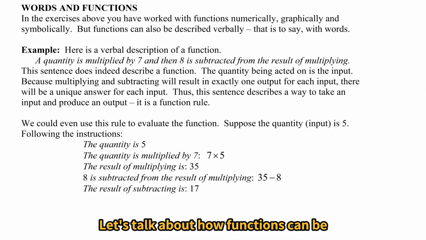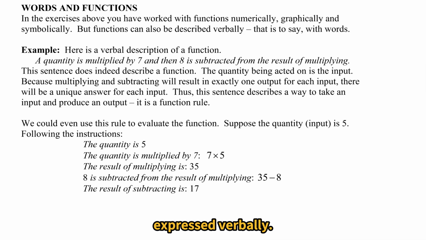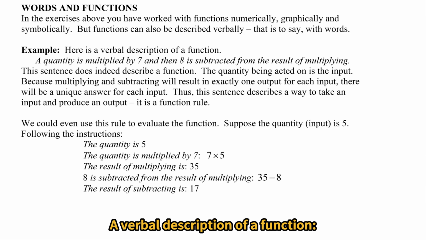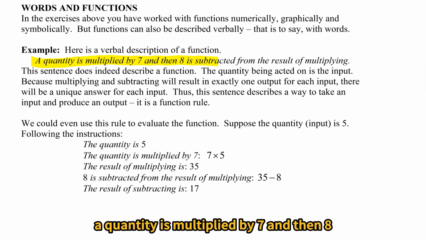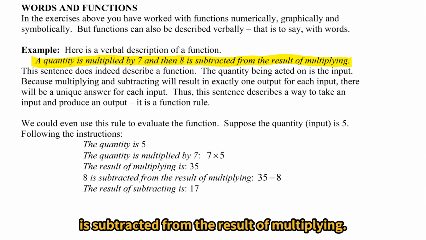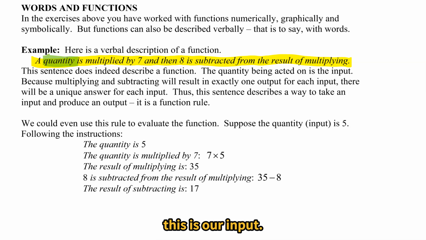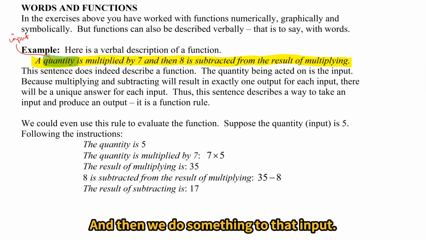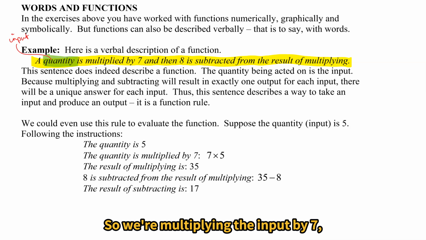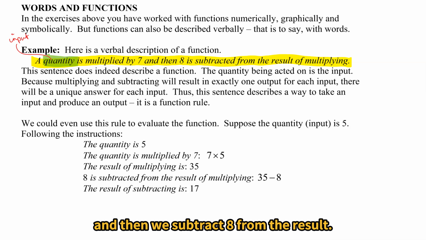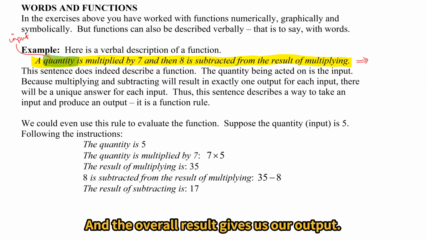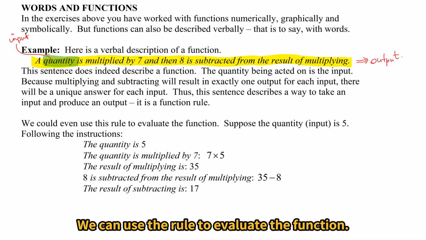Let's talk about how functions can be expressed verbally. A verbal description of a function: a quantity is multiplied by 7, and then 8 is subtracted from the result of multiplying. This describes a function. We have the quantity, this is our input, and then we do something to that input. So we're multiplying the input by 7, and then we subtract 8 from the result, and the overall result gives us our output. So we can use the rule to evaluate the function.